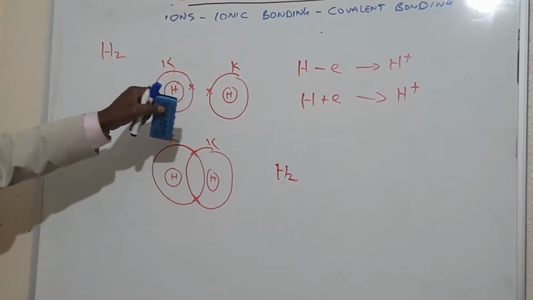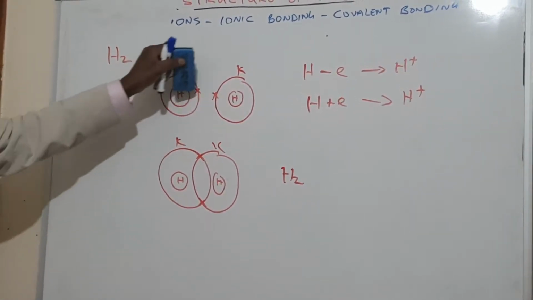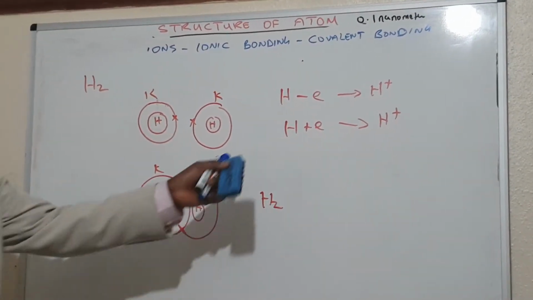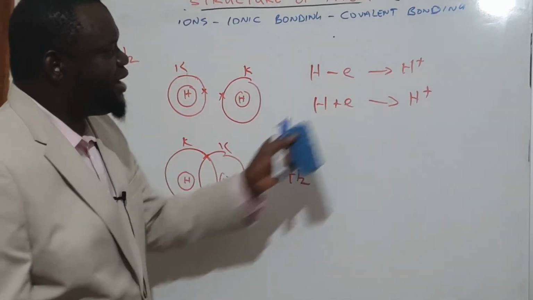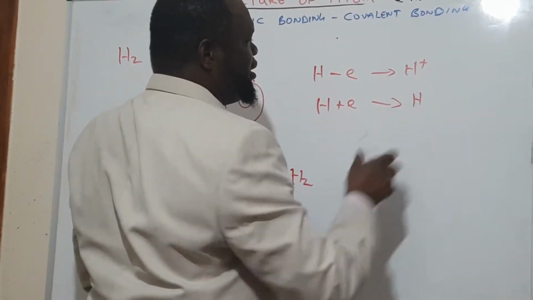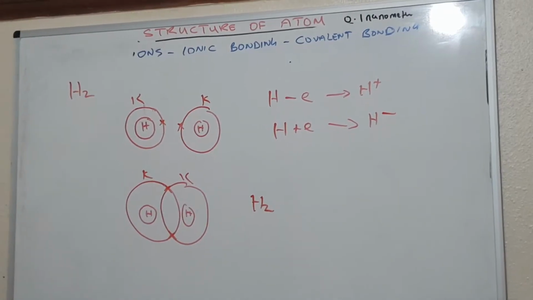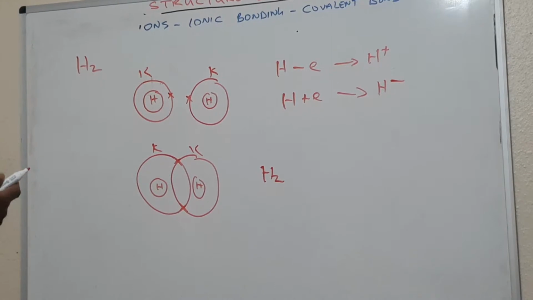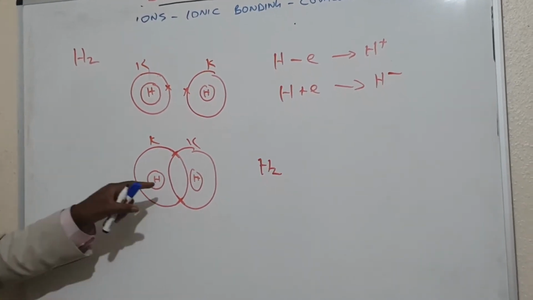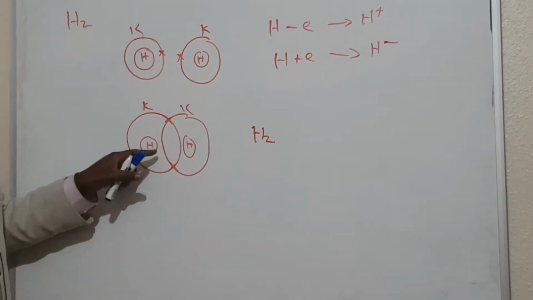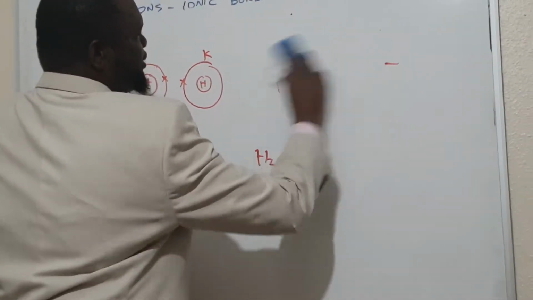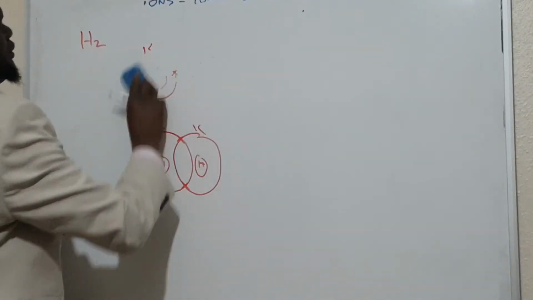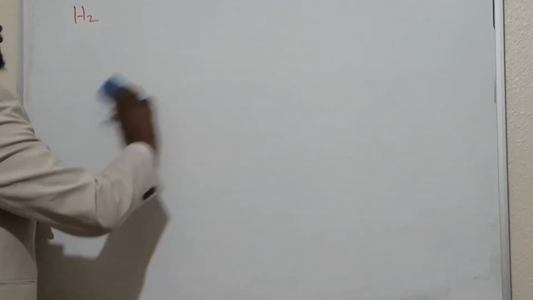Because ionic bonding has to happen between a metal and a non-metal. You understand? So if it immediately receives one electron, it has to be hydrogen minus. That cannot happen. There's nothing like hydrogen minus as a cation. So that's why the hydrogen molecule H2 has to be a covalent bond. You get it? So ionic bonding always happens between a metal and a non-metal: one donates an electron, one receives an electron.